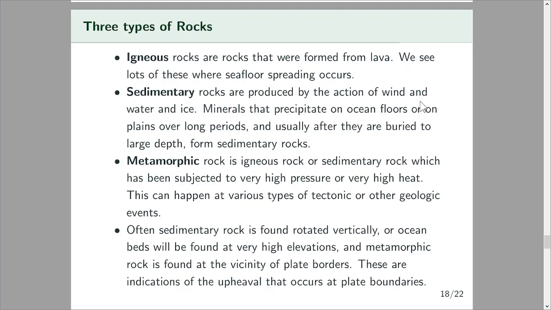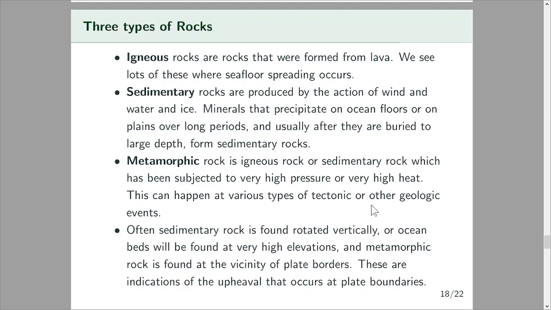So igneous rocks are rocks that are formed from lava. We see lots of these where seafloor spreading occurs, or just near volcanic areas, or anywhere else for that matter. Sedimentary rocks are produced by the action of the wind, water, and ice. Minerals that precipitate on ocean floors or in plains over long periods of time, and usually after they're buried into large depths, form sedimentary rocks. A metamorphic rock is an igneous rock or a sedimentary rock which has been subject to high pressure or heat or both. This can happen in various types of tectonic or geologic events.